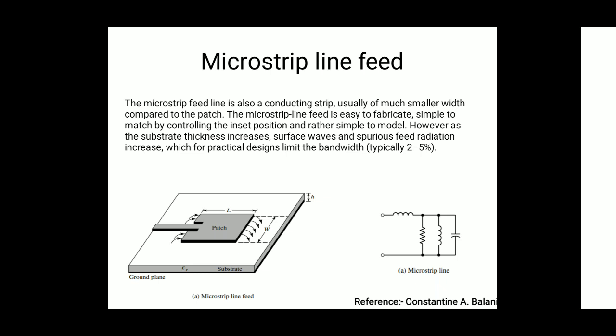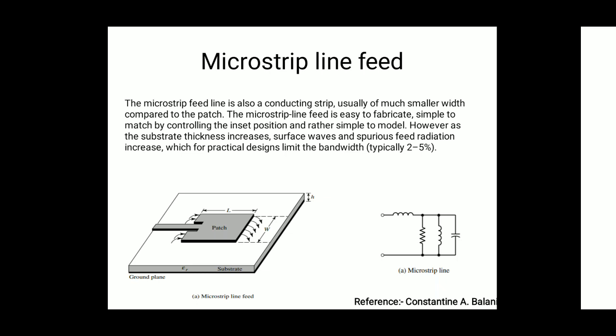But the microstrip line has two disadvantages. First is spurious field radiation, second is surface wave radiation. Both are undesirable radiations. So with the microstrip feed line, both types of radiation are generated, and practically the design limits the bandwidth to approximately 2 to 5 percent.